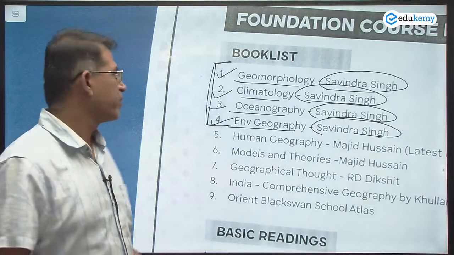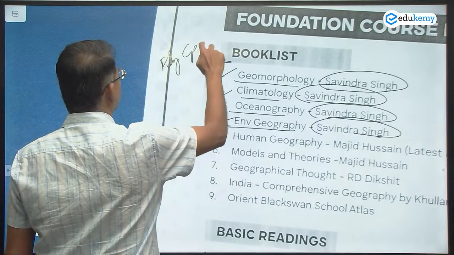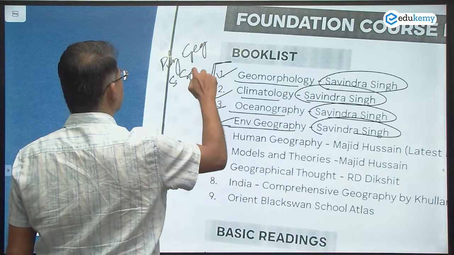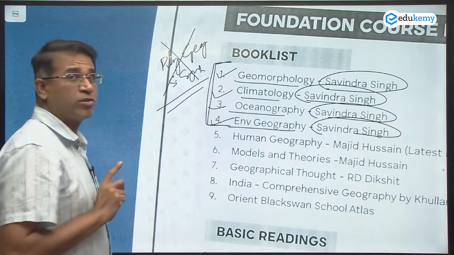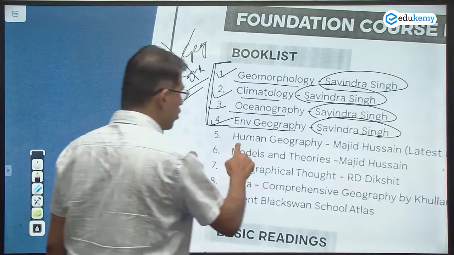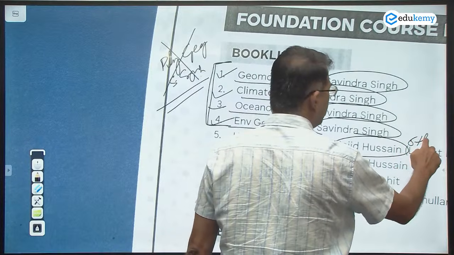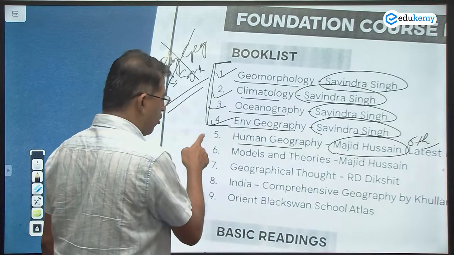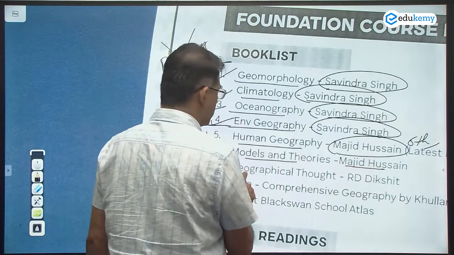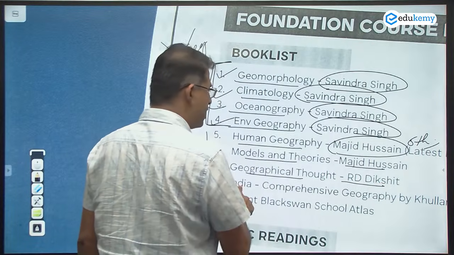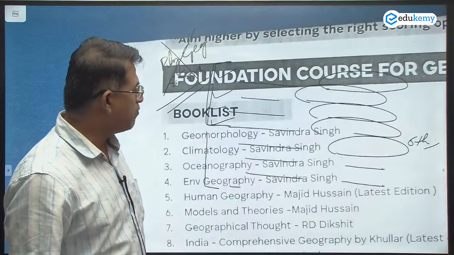Vaishali. Okay, so there is another book called Physical Geography by Savindra Singh. इसको आप नहीं खरीदोगे, खरीद लिया है तो ठीक है, but I want these 4 separate books. Okay, and Human Geography, Majid Hussain. Latest edition is the 6th edition market में है, वो ले लेना आप लोग. And all these books, Models and Theories by Majid Hussain, Geographical Thought by Dixit, and Indian Geography, I will recommend that you buy the book by Khuller.